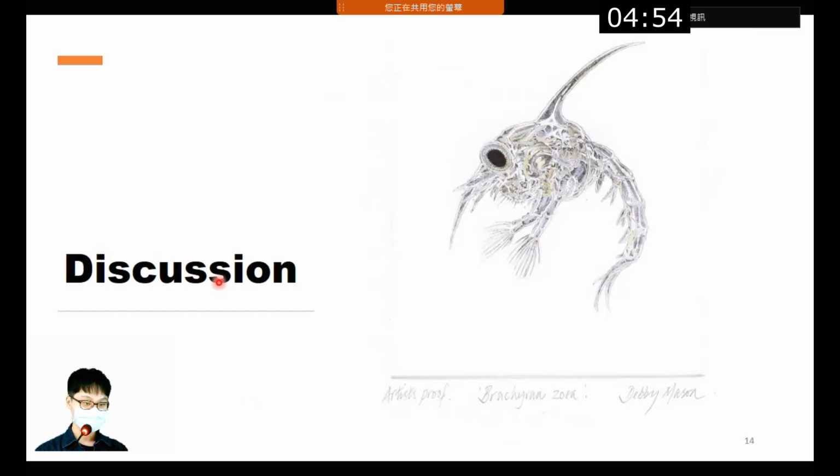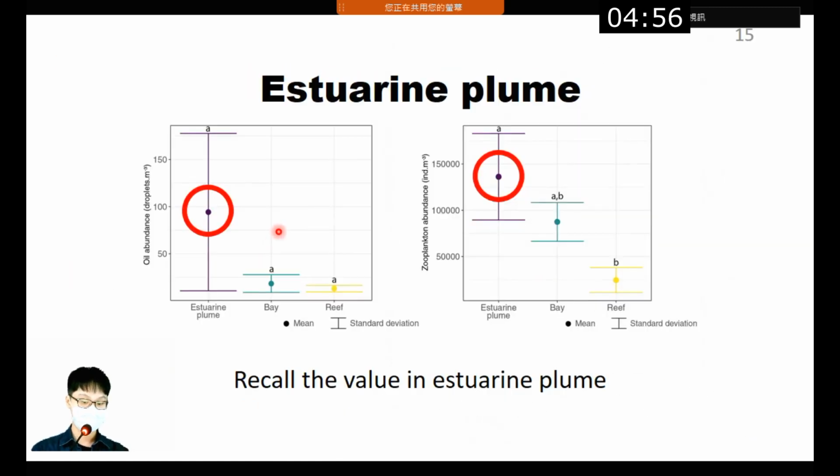Discussion. Recall that we have high values in estuarine plume, both the oil abundance and the zooplankton abundance. So I'm going to explain why this data is different from other locations.